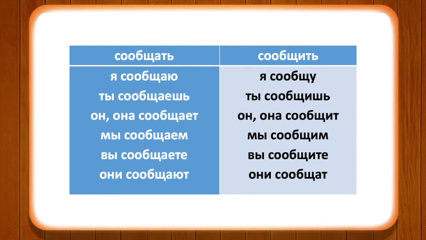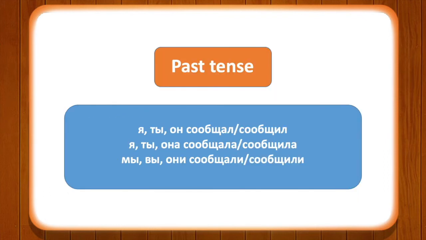Okay, now let's pay attention to the past tense form. The past tense form for сообщать, сообщить would be я, ты, он сообщал, я, ты, он сообщил, я, ты, она сообщала, я, ты, она сообщила, мы, вы, они сообщали, мы, вы, они сообщили.